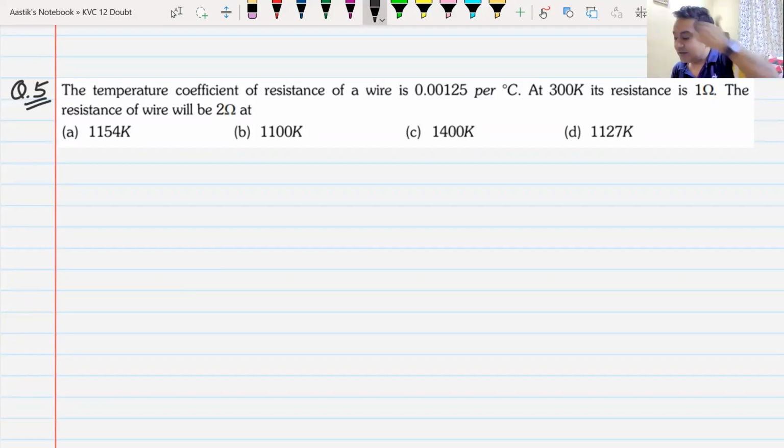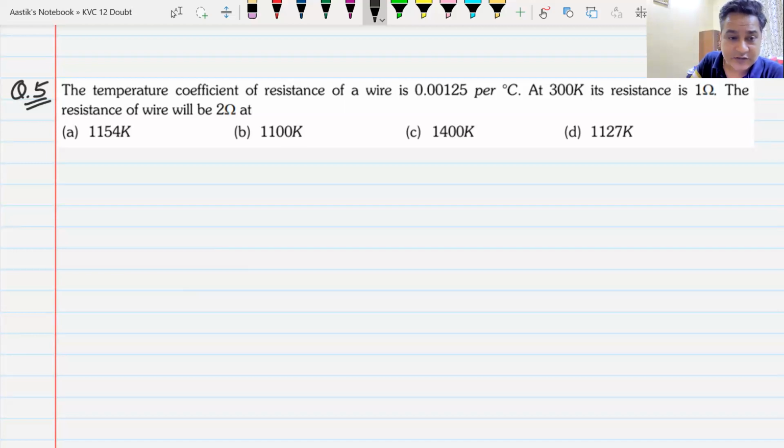The temperature coefficient of resistance of a wire is 0.00125 per degree Celsius. At 300 Kelvin, my dear friends, the resistance is 1 ohm. The resistance of the wire will be 2 ohm at what temperature? Now you may not know what the temperature coefficient of resistance is, but I have already told you the formula for resistance at different temperatures.